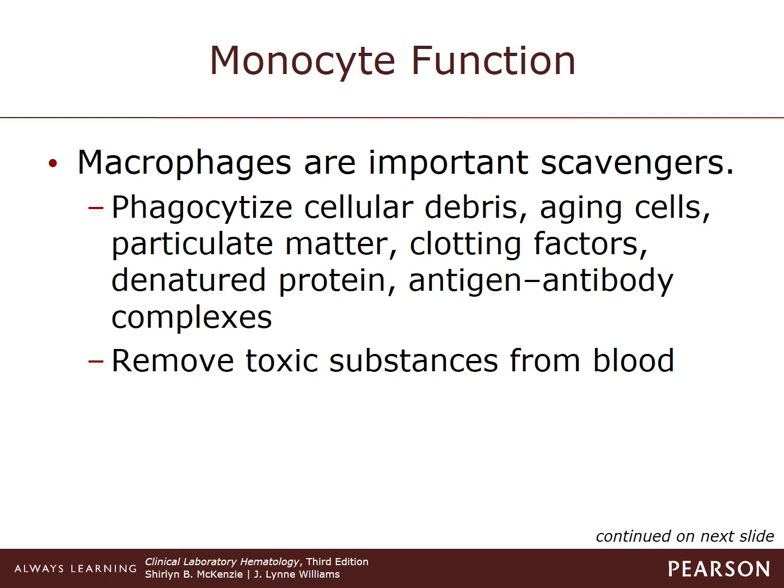Another major role in initiating the adaptive immune response is producing antigen-presenting cells, producing cytokines, and stimulating the proliferation and differentiation of lymphocytes through cytokine secretion.